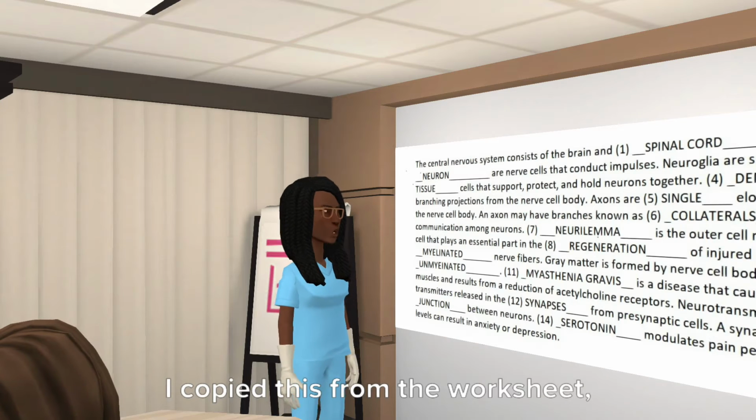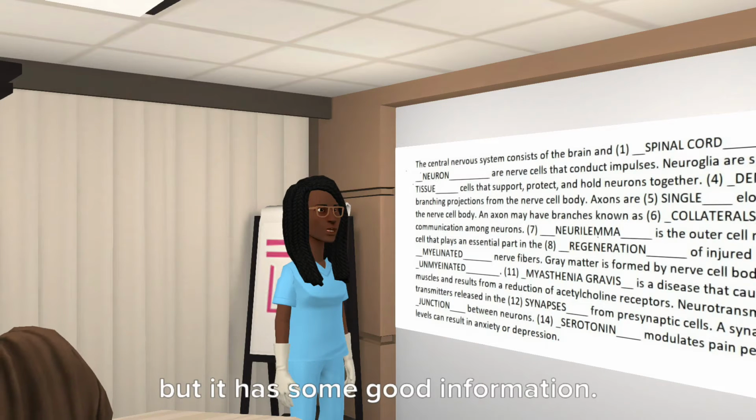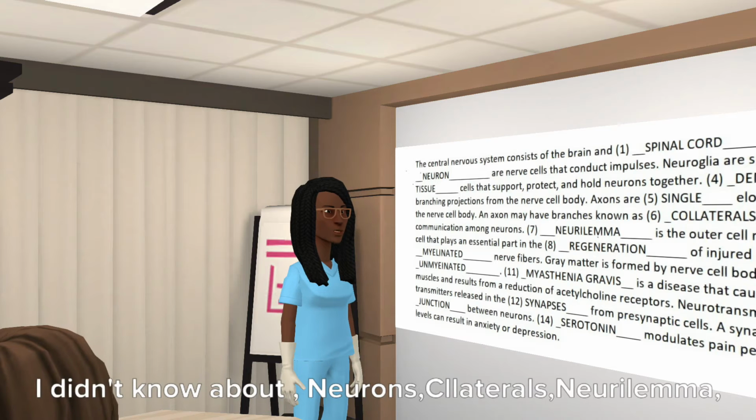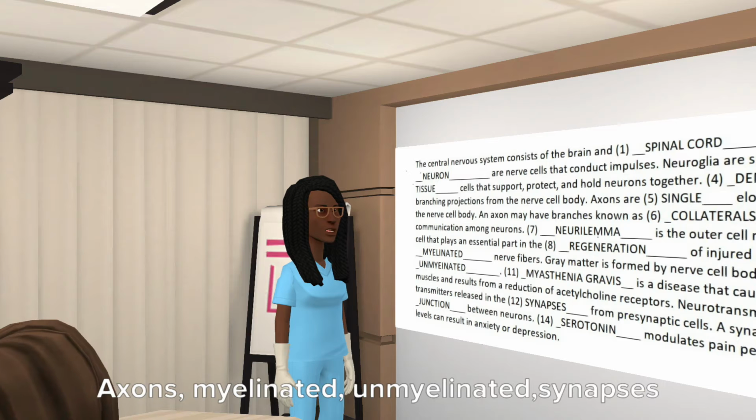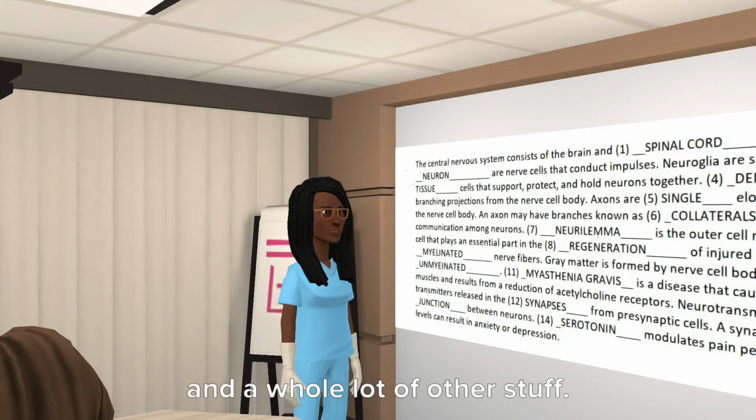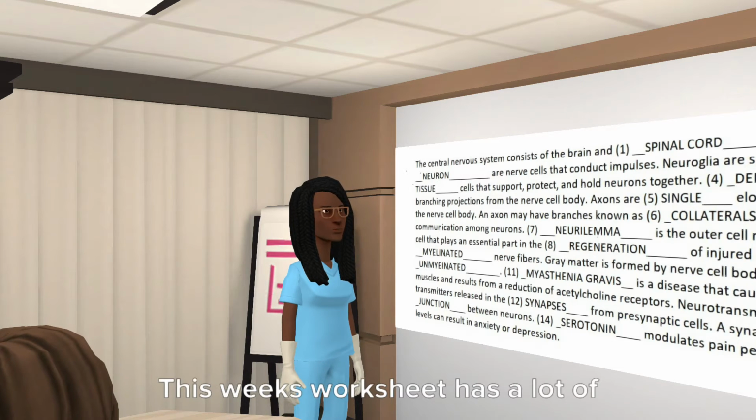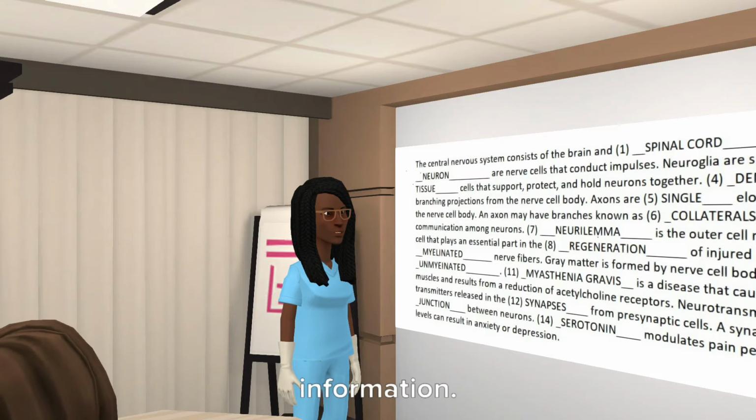I copied this from the worksheet, but it has some good information. I didn't know about neurons, collaterals, neurolemma, axons, myelinated, unmyelinated, synapses, and a whole lot of other stuff. This week's worksheet has a lot of information.